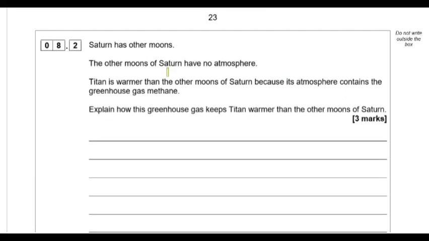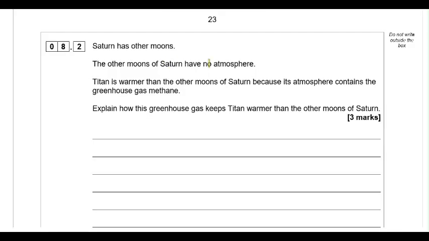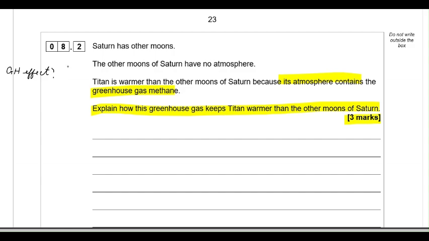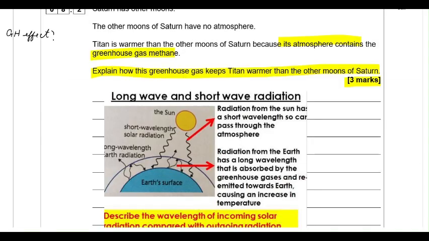3 marks. 8.2. Saturn has other moons. The other moons of Saturn have no atmosphere. Titan is warmer than the other moons of Saturn because its atmosphere contains the greenhouse gas methane. Explain how this greenhouse gas keeps Titan warmer than the other moons of Saturn. So this is a question of application. We're going to apply what we know about the greenhouse effect to Titan.